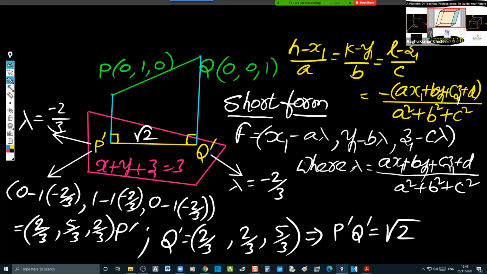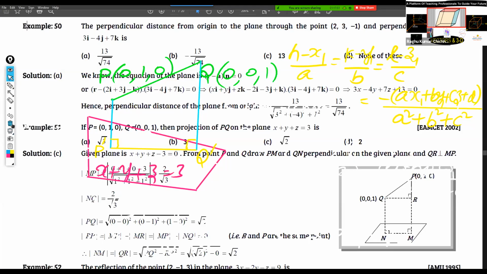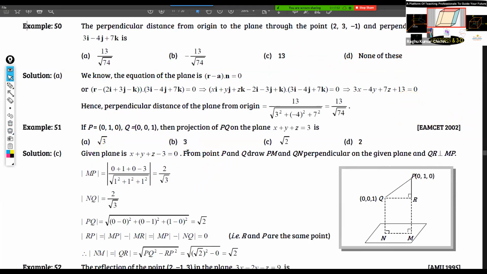This is becoming a little lengthy, but here foot of the perpendicular is also revised. So this is P, this is the plane equation. We have got two feet here, P dash and Q dash. So your answer must be root 2. Let me check once. Is there any elegant method that he used? Let us check it out. One moment, please. The answer is root 2 only.